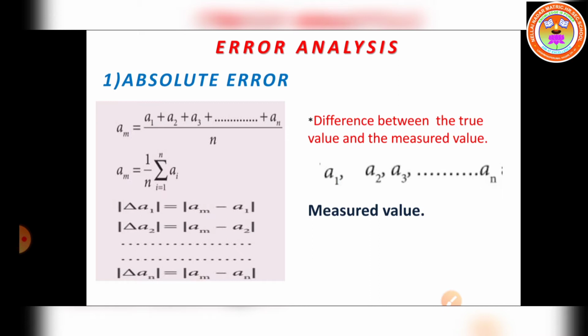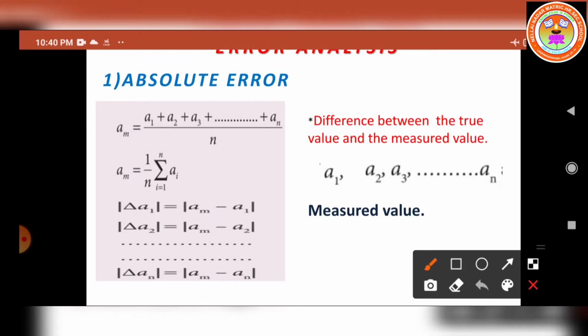The magnitude of the difference between the true value and the measured value of a quantity is called absolute error. The difference between the true value and the measured value of a quantity is called what? Absolute error. Let us consider A1, A2, A3 up to AN are the measured values of any quantity A in an experiment performed n times. Then the arithmetic mean of these values is called the true value of the quantity.